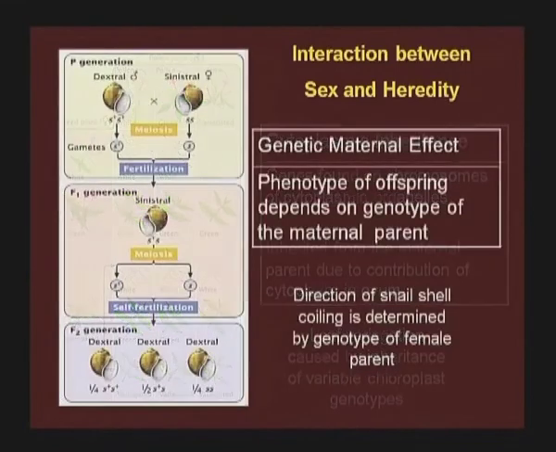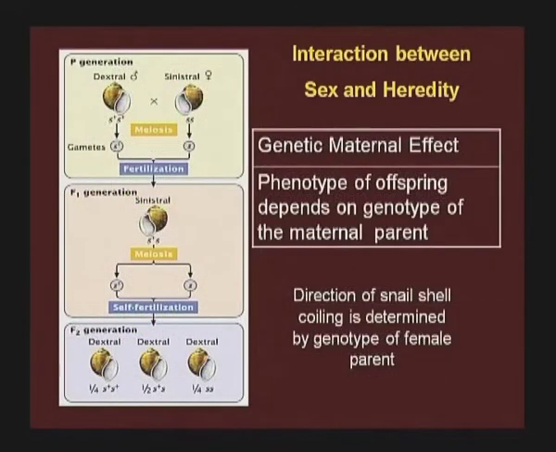The interaction between sex and heredity has been explained in this diagram: there are maternal genetic effects, and the phenotype of offspring depends on the genotype of the maternal parent, and the direction of the snail's shell coiling is determined by the genotype of the female parent. This is one of the most studied examples of cytoplasmic inheritance, and the direction of the coiling of the snail greatly depends upon the cytoplasmic inheritance.